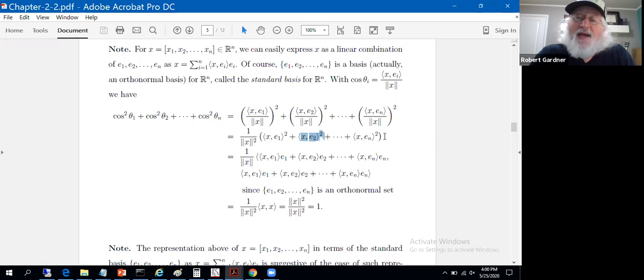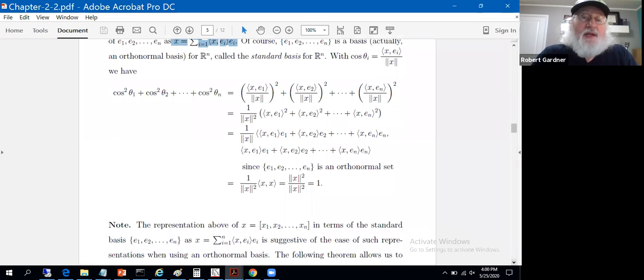So we can take this algebraic expression and write it as an inner product. Oh, hey, we just said this linear combination here is vector x. We've got the inner product of x with itself. That's the norm squared of x. So we've produced the norm squared of x over the norm squared of x, which equals 1. So the sum of the squares of those cosines, the cosine theta sub i's, equals 1.